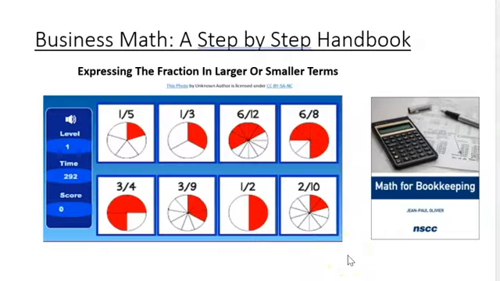So here's a little exercise for you to try. The representations of the pizza pies on the top match with one on the bottom. It's the same fraction, only one is larger and the other is in smaller terms. So take a moment and see if you can figure it out. Pause the video now, and when we start it up, we'll go over the answer.